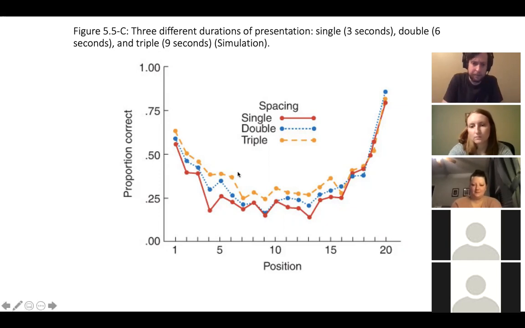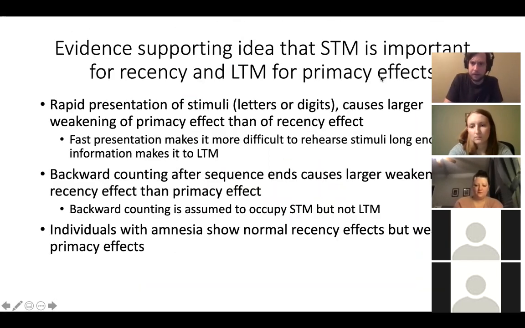So that's the first one here. Move you guys back down.